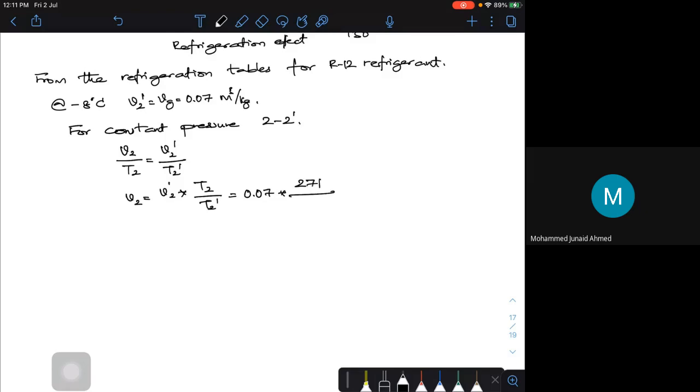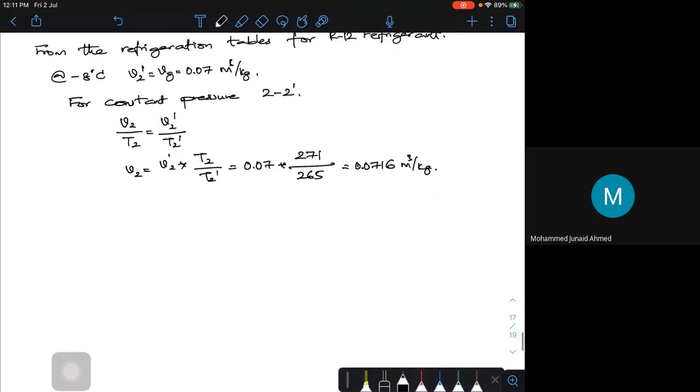T2 dash is actually minus 8 degrees, it is 265. So 271 by 265 into 0.07. If I do that, I am getting around 0.0716 meter cube per kg. So this is the volume. Just another 2-3 minutes, I'll finish off.